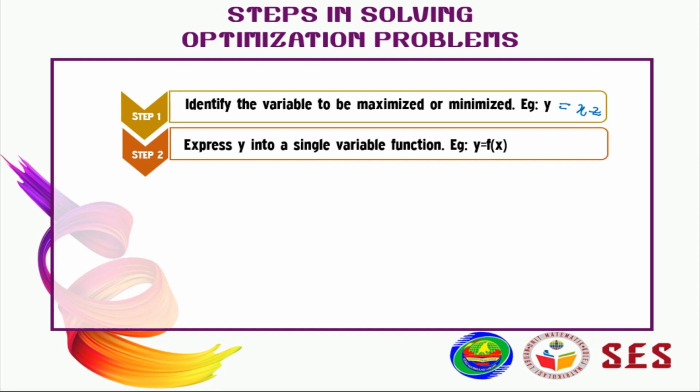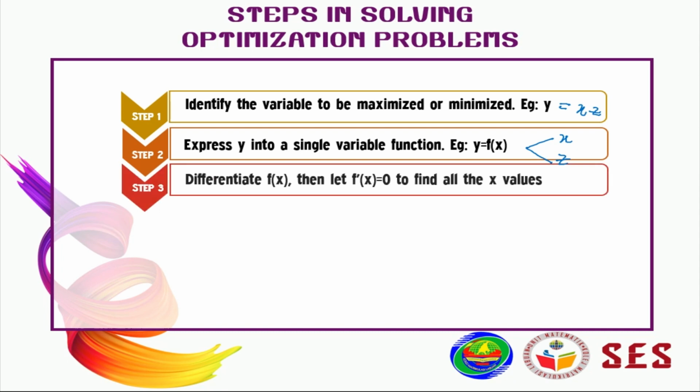Okay, so for the second step, you need to express your y either in terms of x or in terms of z only. So you need to have either y equal to something in x or y equal to something in z. So there needs to be some information given by the question in order for you to do this step.